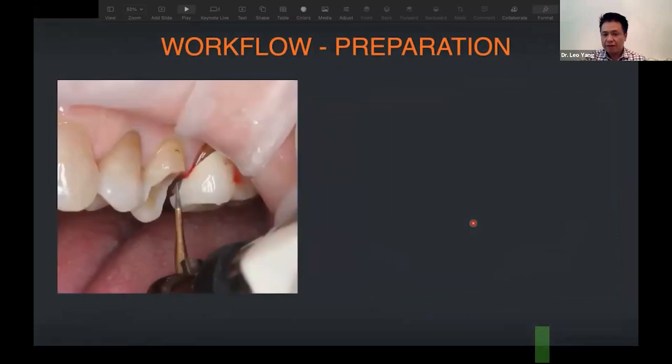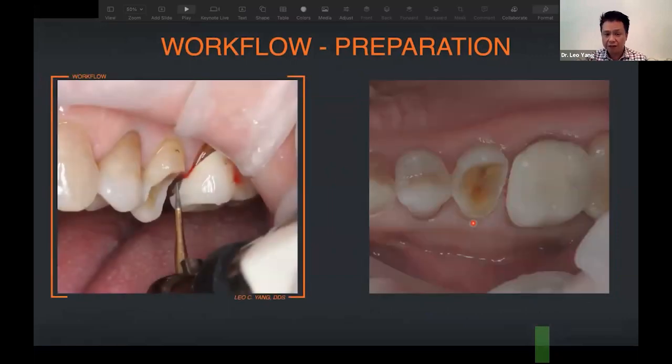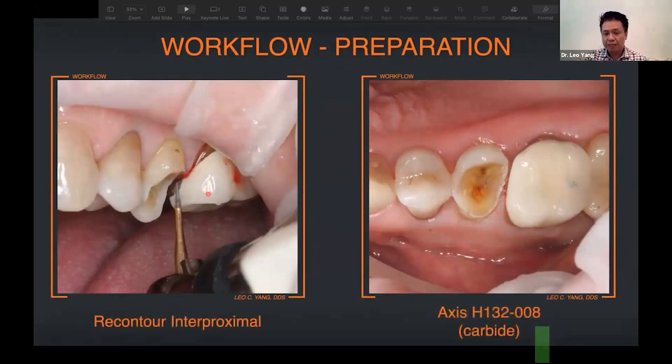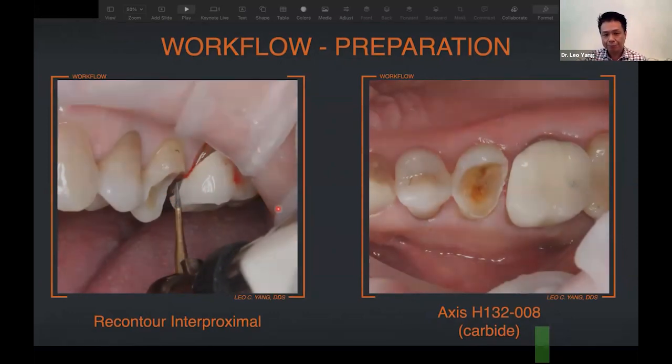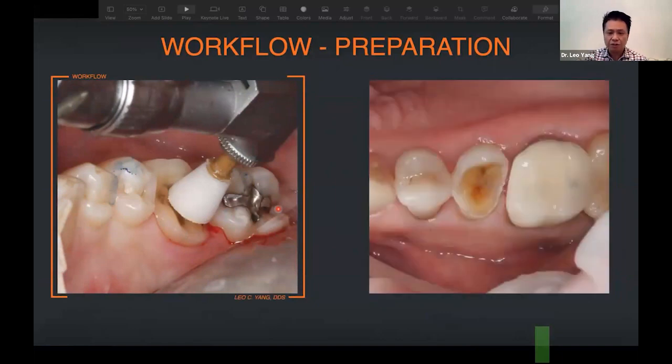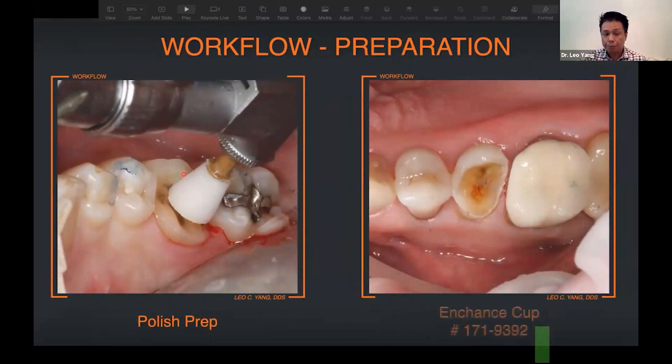Then after that, I will recontour, which is your convenience form again. I will contour adjacent teeth to give me a clean surface and also a clean path. Then internally, I'll be smoothing the surface with something like a composite cup or a point in this case, to smooth the internal surface of the prep.